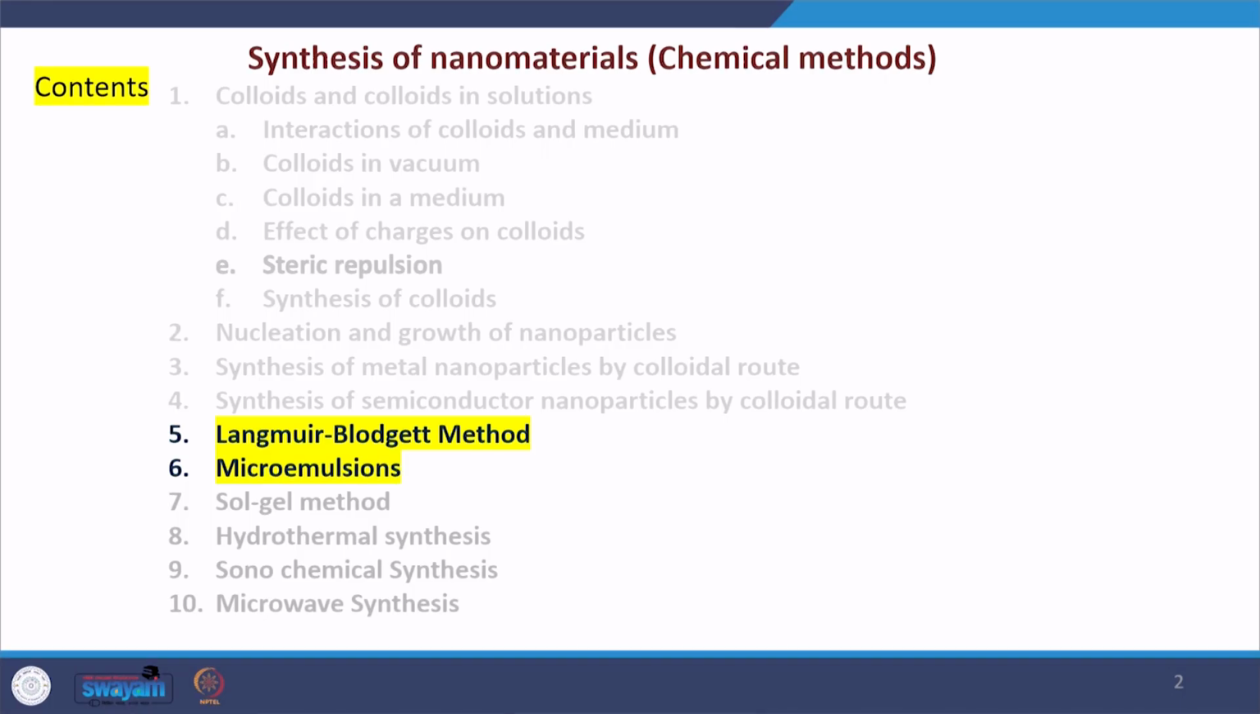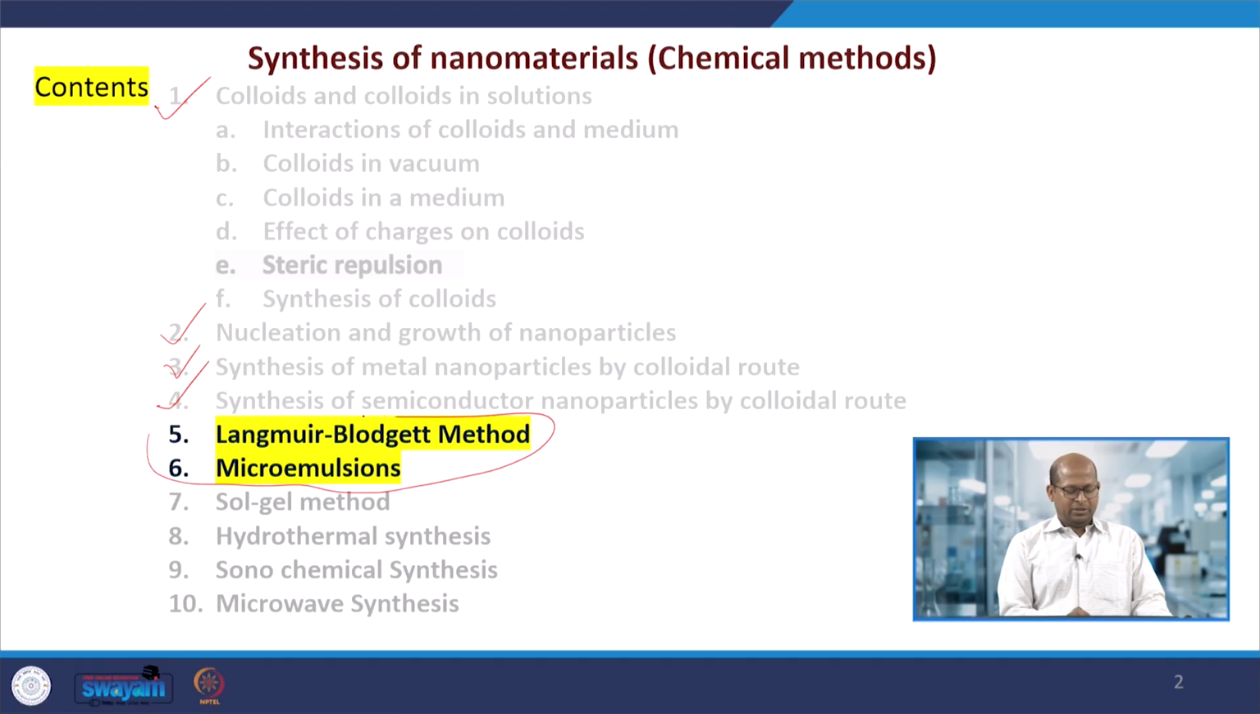We are going to start the lecture on nanotechnology in chemical engineering. Today we will discuss the chemical methods, that is, the various methods we have discussed. Out of that, today we will discuss chemical methods of synthesis of nanomaterials or nanoparticles. So how can that be synthesized? These are things we have already discussed.